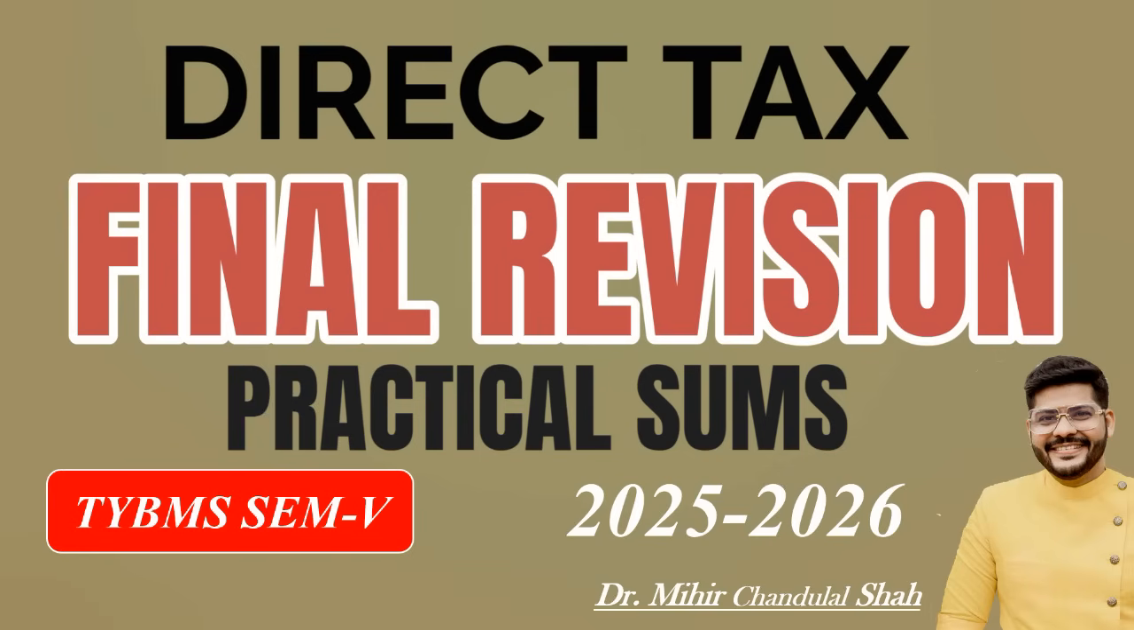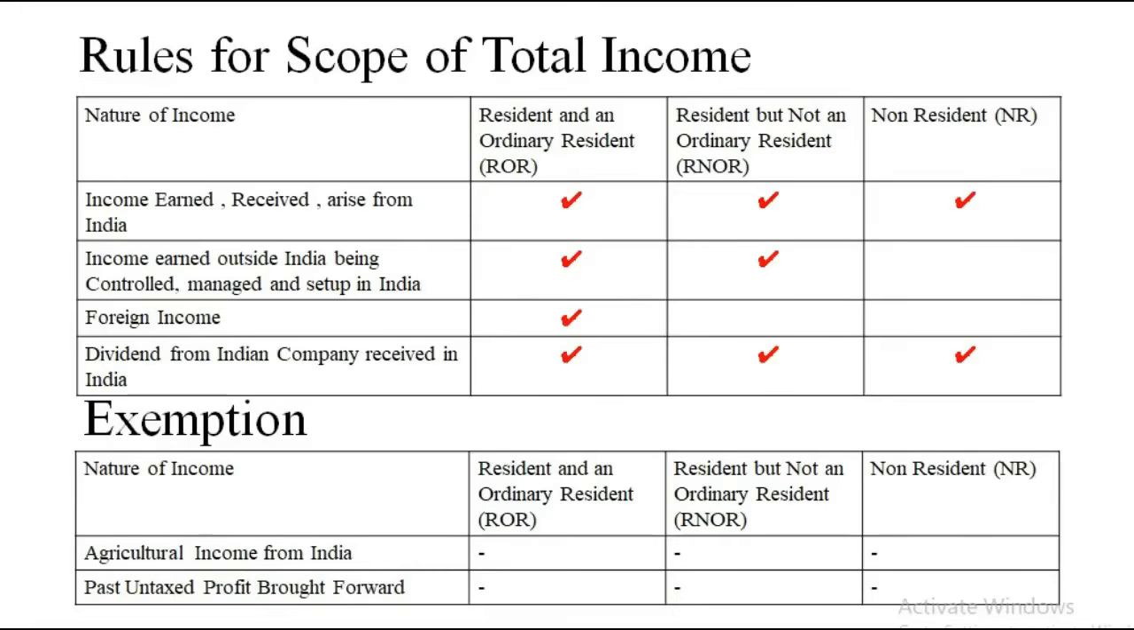The very first type of sum that we're going to start is scope of total income. So let us see what are the various rules and how to solve the sum based on scope of total income. Following are the few rules that you need to keep in mind before solving scope of total income. Under scope of total income, we have to segregate the amount and say for whom it is taxable: a resident and ordinary resident, resident but not ordinary resident, or non-resident.